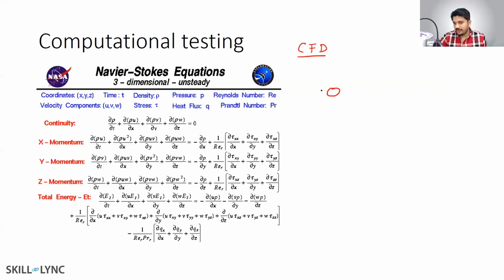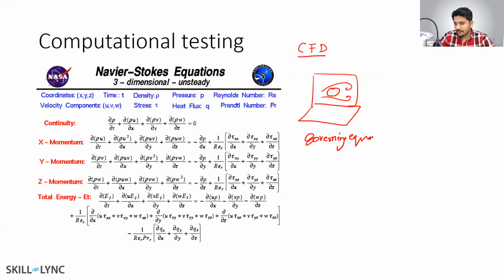For example, say this is a cylinder, and you're simulating flow using a computer, that's a laptop. The technique of doing this is called computational fluid dynamics. How does it actually work? It all starts with what you call the governing equations. So what are the governing equations? They are nothing but mathematical formulas that represent your fundamental laws.